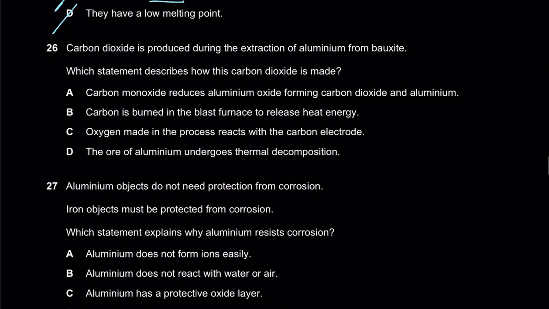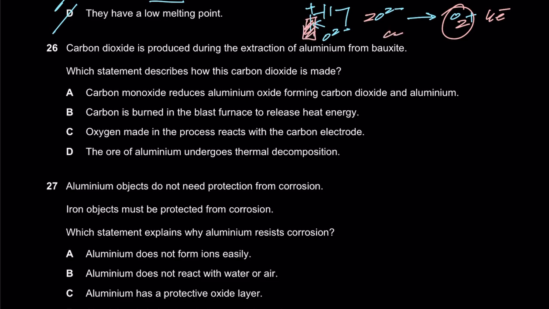Carbon dioxide is produced during an extraction of aluminum from bauxite. Obviously, carbon dioxide is produced during the extraction of aluminum from bauxite. Why? Because you melt the aluminum oxide, so you have the O2 minus ion, it goes at the anode. The O2 minus ions lose 2 electrons to become O, and obviously you have O2 being formed, so 2 oxide ions go together, and in total 4 electrons are lost. And this oxygen that forms at the anode, because the anode is made up of graphite, which is carbon, is going to react with this oxygen to give carbon dioxide. Done. It says carbon, which statement explains this?